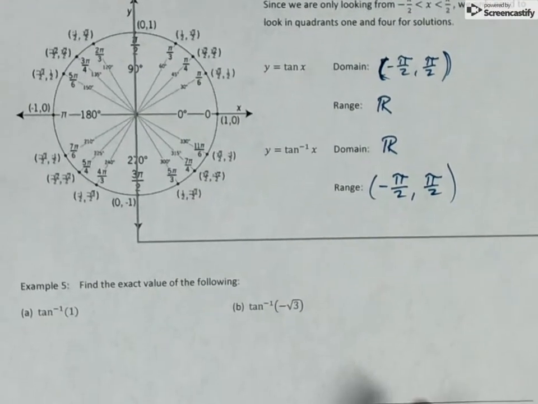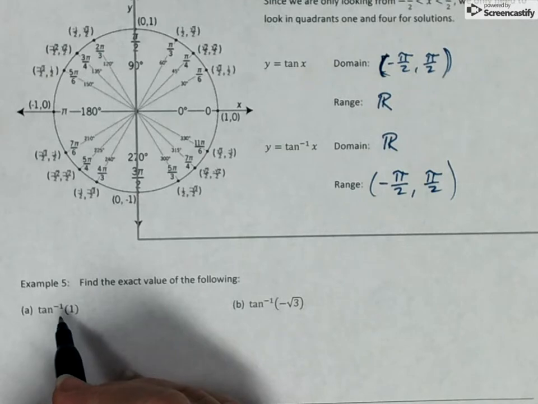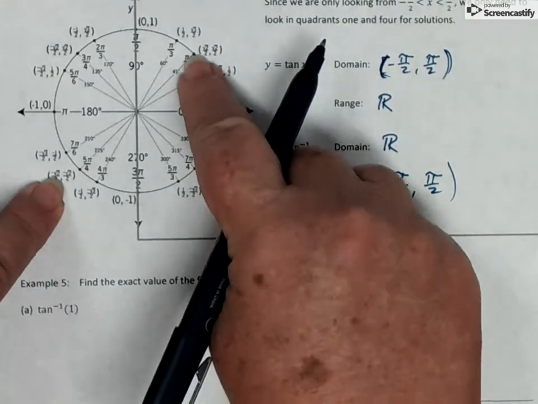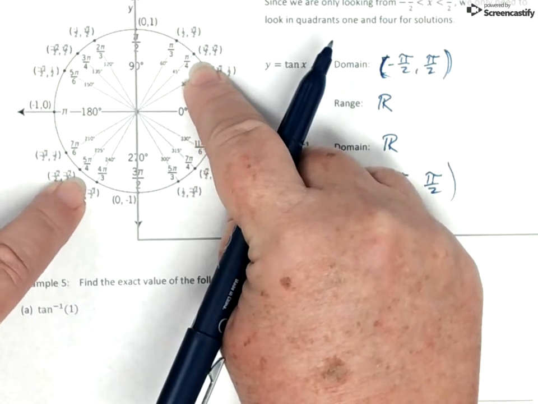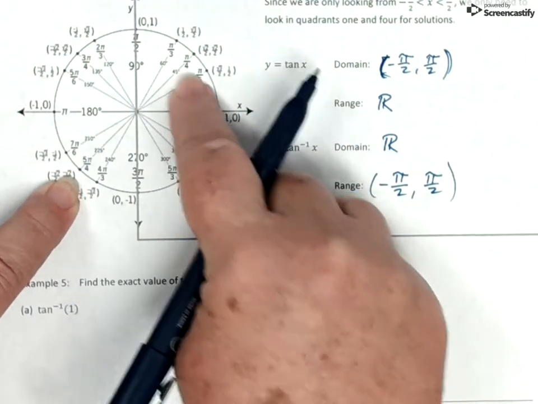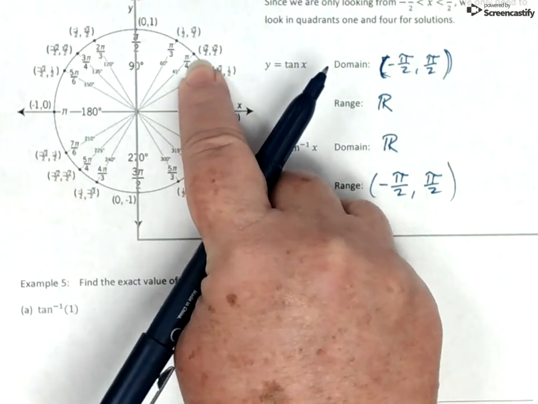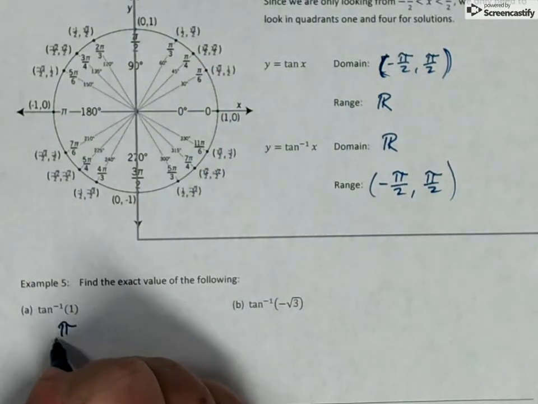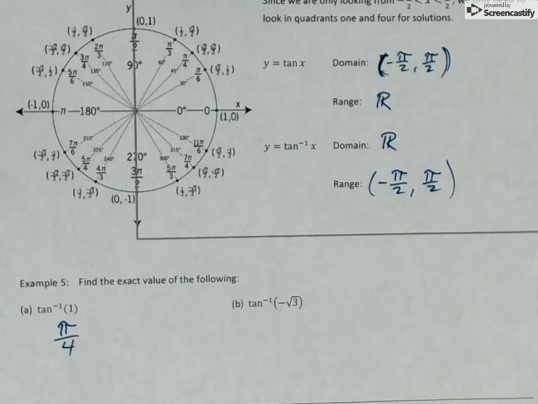Okay, so let's figure out, where is the tangent value 1? Well, we know there's two places with a tangent value of 1, one at pi over 4 and one at 5 pi over 4. Which one is in the quadrants that we're looking at? Pi over 4. So that value is going to be pi over 4.